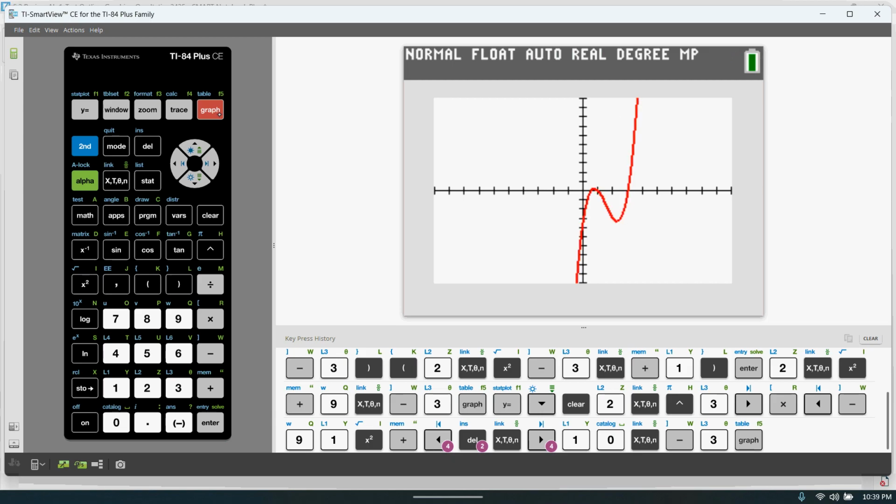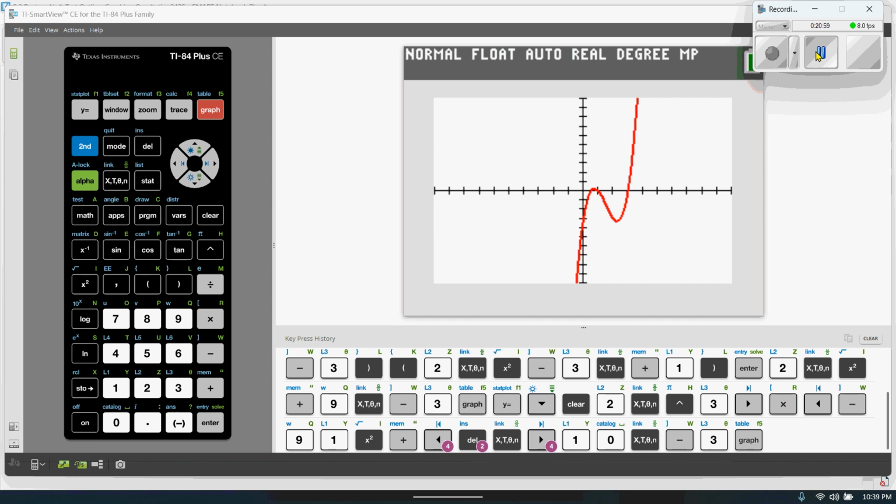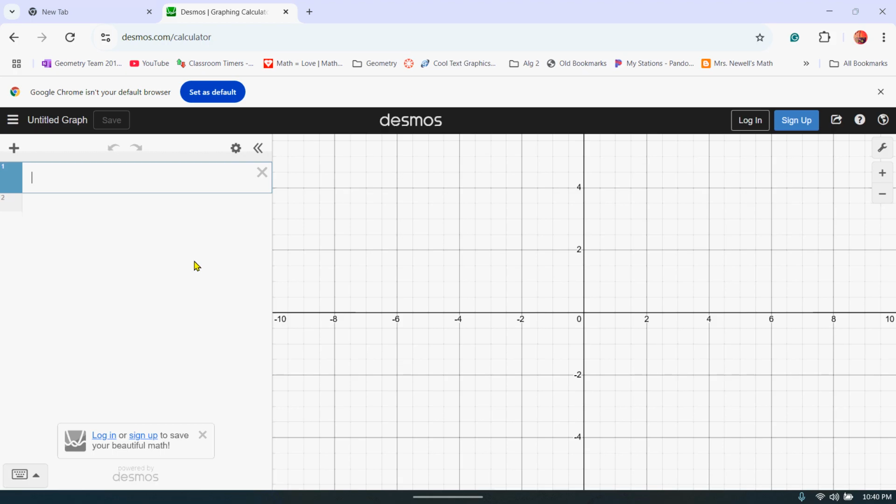Now, if you don't have this calculator at home, remember we can still use our Desmos calculator. Let me get to that real quick. All right, so for the Desmos calculator, you can log in if you want to. It will save your work if you do. You just want to open the graphing calculator right here. And so remember, we can type in our function. You can delete that.